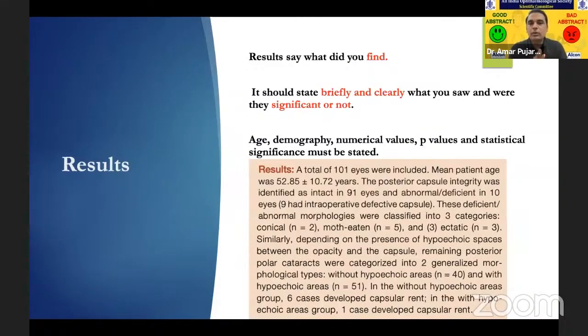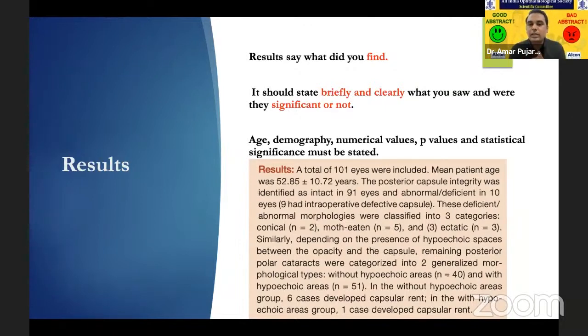In results, you are going to say what you found exactly, right? It is going to be again brief and clear. Whenever there are significant values, you need to mention them. Many people have said that. Mainly in results, you need to mention the age group, as Partha sir was saying. Age group is very important: pediatric, adult, or older age group. Demography, including sex ratio or other factors, you can mention. Numerical values you can mention, and p-values and statistical significance must be mentioned.